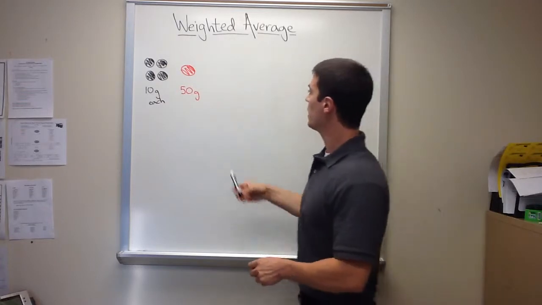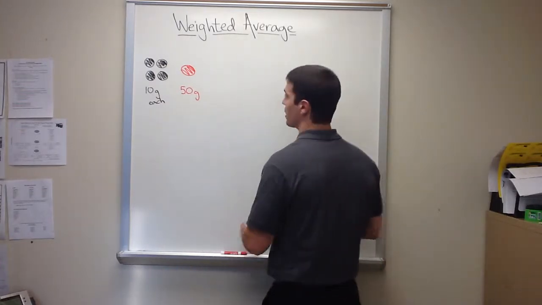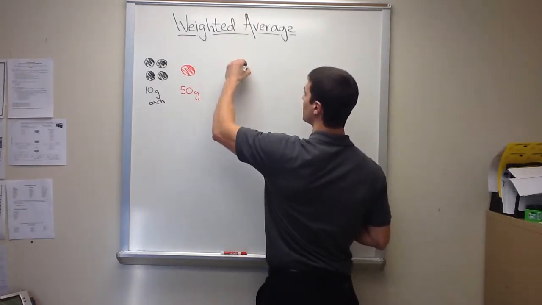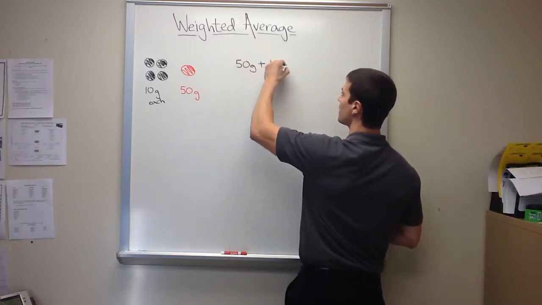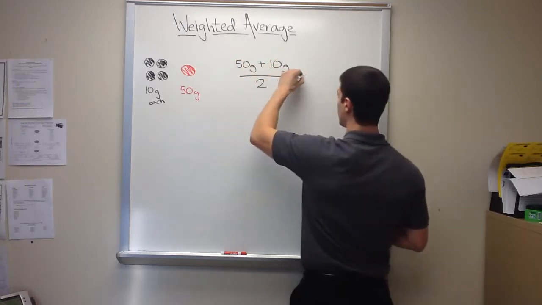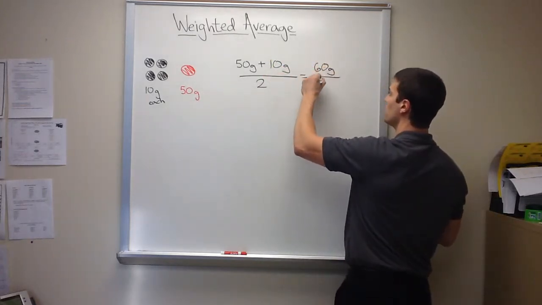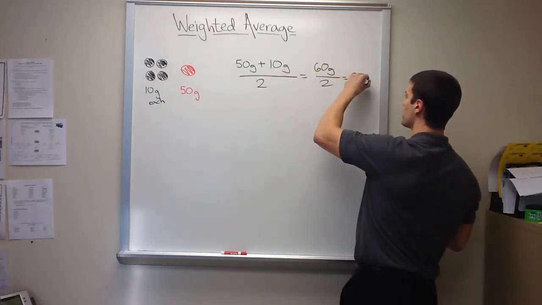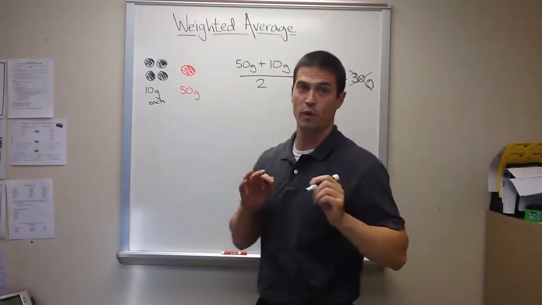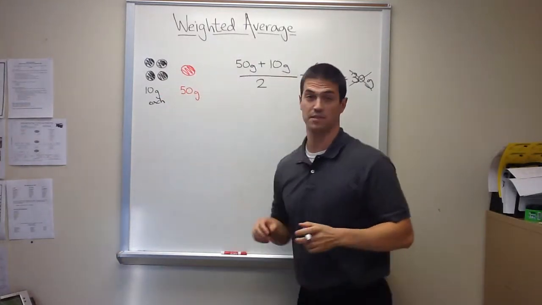So if you look at these numbers, you might think that you just want to add the 50 grams and the 10 grams and divide it by 2 to get the average. If you do this, you get 60 grams divided by 2 to get the 30 grams. But this is actually not the weighted average of these samples here.